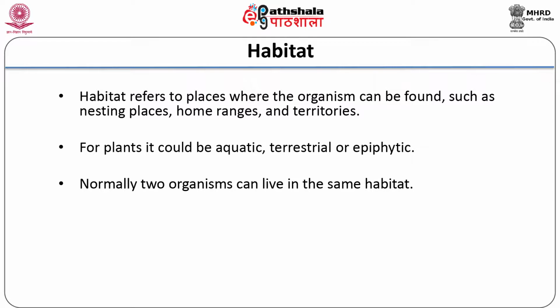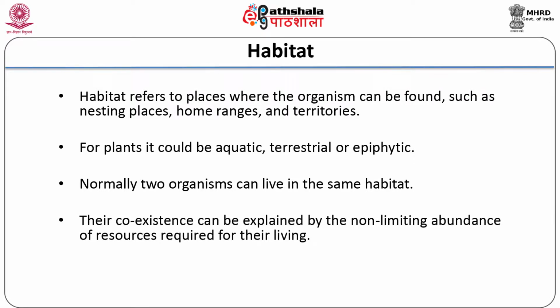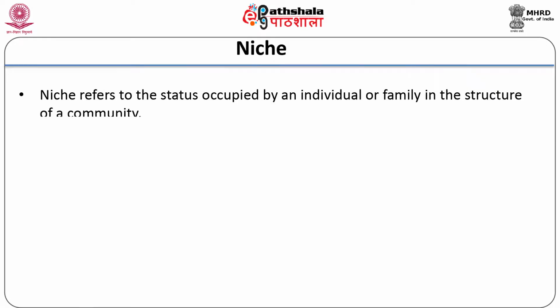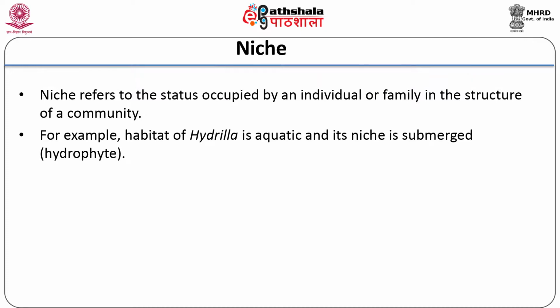Normally, two organisms can live in the same habitat. Their coexistence can be explained by the non-limiting abundance of resources required for their living. Talking about the niche, niche refers to the status occupied by an individual or family in the structure of a community. For example, habitat of hydrilla is aquatic and its niche is submerged. The niche concept is more common in animals than plants.